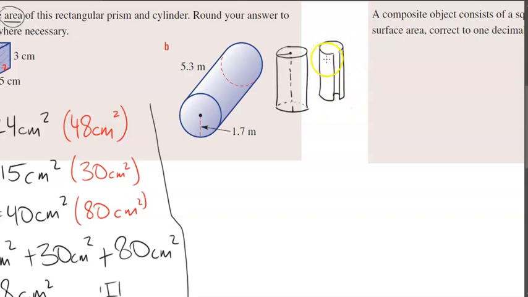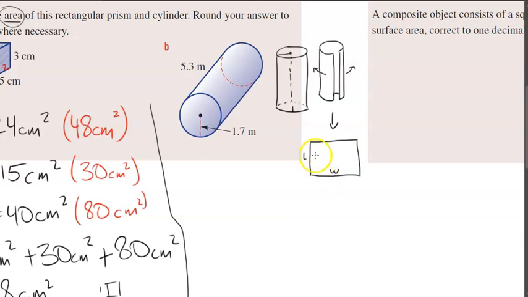So I've cut it, and I want to roll this out as flat as I can. And when I roll this out, what ends up happening is I end up getting a rectangle. This is a rectangle, and we know the formula to get the area of a rectangle. It's just length times width. And what is the length and what is the width?